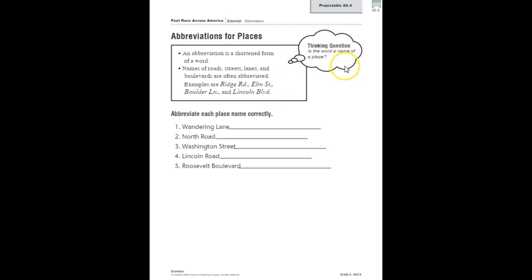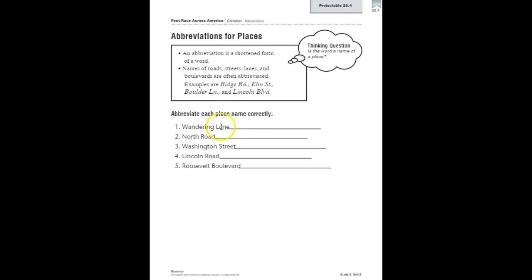So your thinking question here as we go through these places in the examples here is, is the word a name of a place? Okay. So number one, notice they didn't shorten the first word. It was the lane, the road, the street, or the boulevard. And you can use the examples up here in the box to help you.